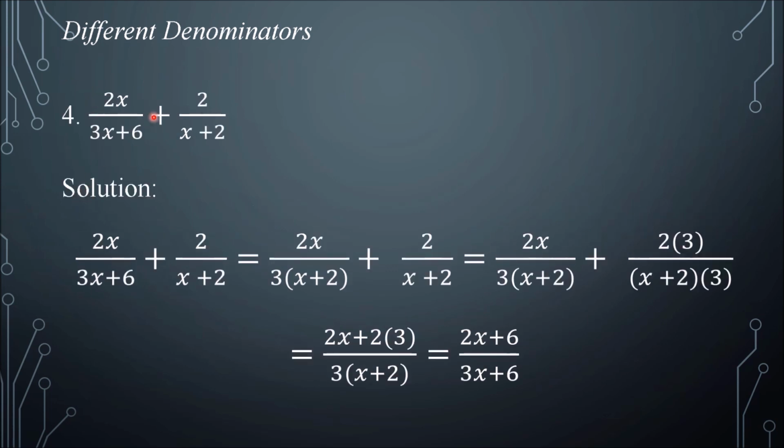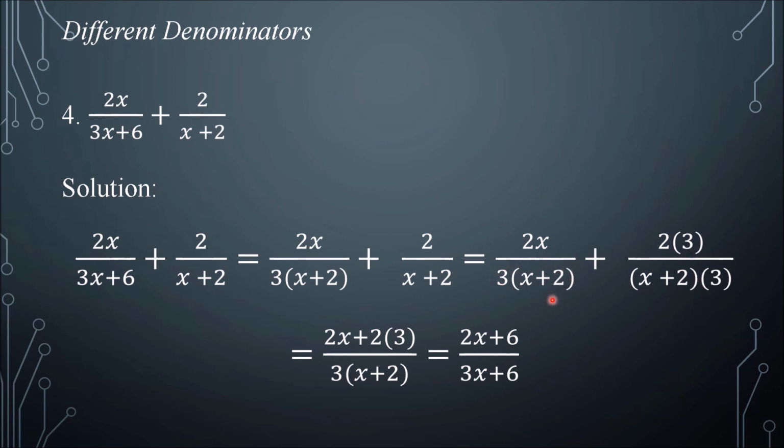Now, let's have number 4. 2x/(3x + 6) + 2/(x + 2). So as you can see, they have different denominators. Let's take a look at the first denominator, 3x + 6. We can factor this into 3 times (x + 2). Now as you can see, in the second denominator, you have x + 2. So in order for this to have the same denominator, we need to multiply x + 2 here by 3. Since the denominator here is being multiplied by 3, the numerator also must be multiplied by 3.